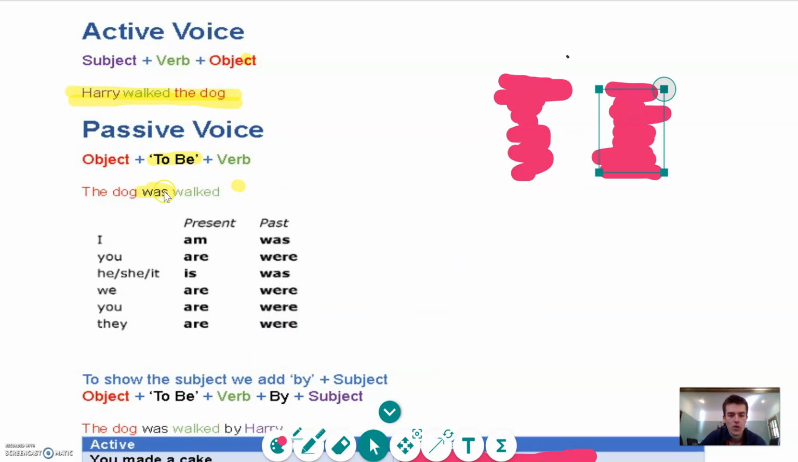Okay, so we can see in this situation the passive voice, the object is now the front of the sentence, so the object is he, she, it. It is an object, and it's in the past tense, so we use was.